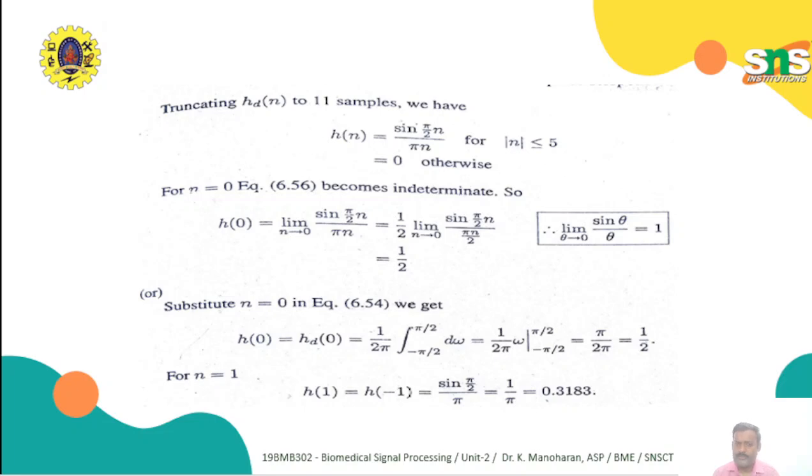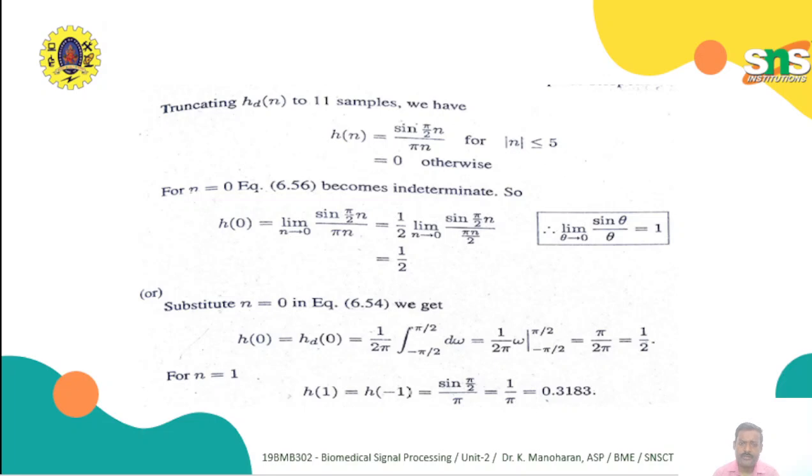Once you substitute it, we get 1 by 2 into limit n tends to 0 of sin n pi by 2 divided by n pi by 2. This is the formula: sin theta by theta equals 1. So using this formula, I am getting the result as 1 by 2. Or I can use the alternate method. Here we need to know the limit method. Even if you don't know the limit method, we can use this alternate method.